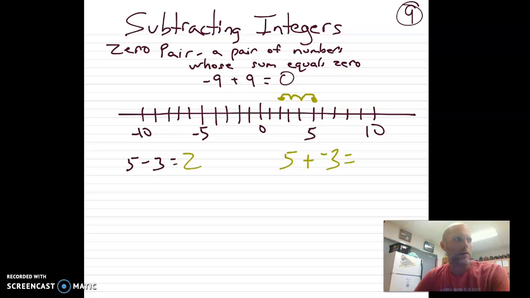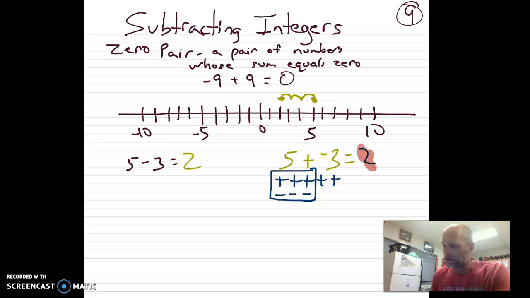Think back to last week or just a few days ago. 5 plus a negative 3. And we talked about apples and oranges, right? So if I have 5 positives and 3 negatives, we have a zero pair right there. And the answer, 5 plus a negative 3, ends up being 2. So what do you notice about these two answers?